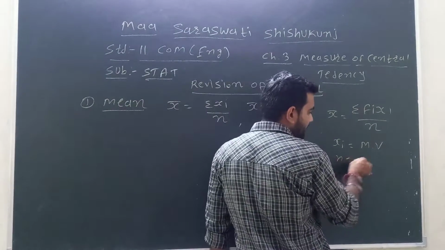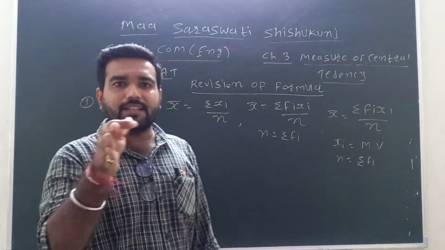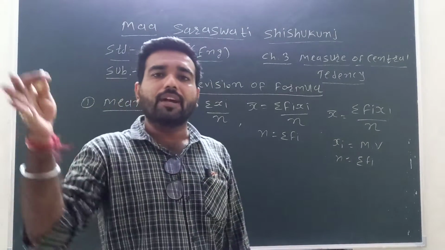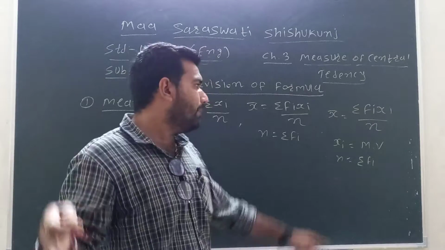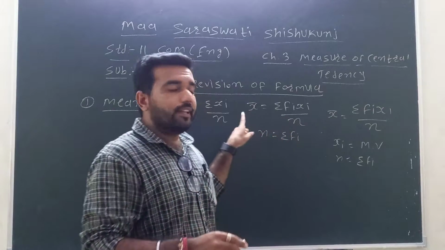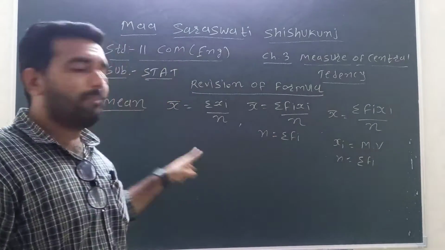And n is sigma fi. In the table, the first column is the class, second is fi, which is given in our question, third column is xi, the mid value, and the next column is fi xi, fi multiplied by xi. So sigma fi xi upon n. The same as when the frequencies are given, x bar is equal to sigma fi xi upon n. Here it is the simple method.